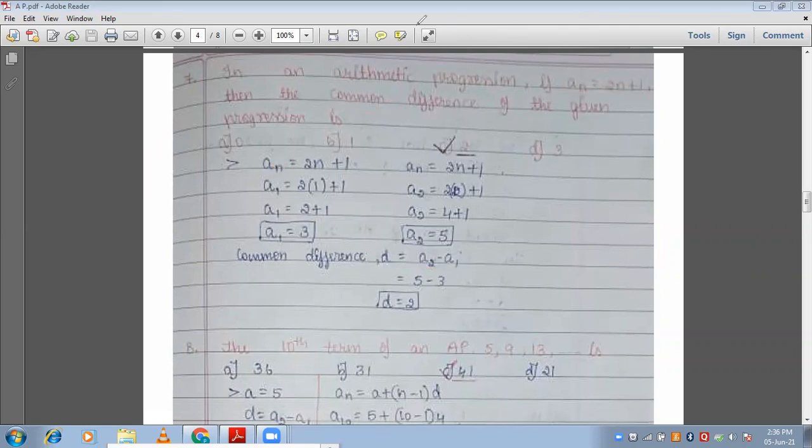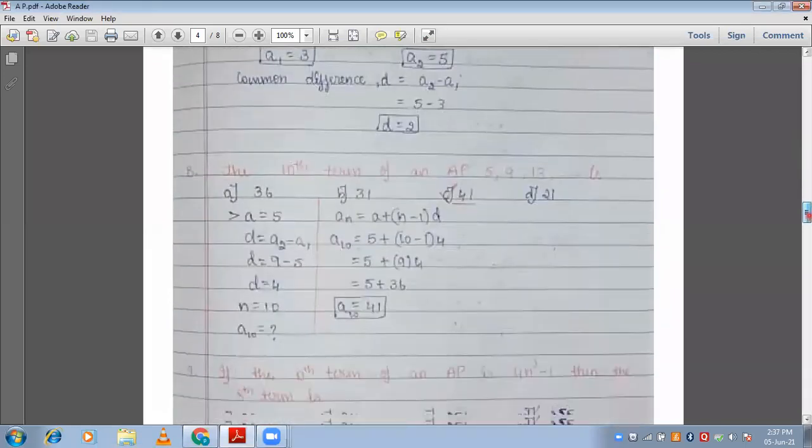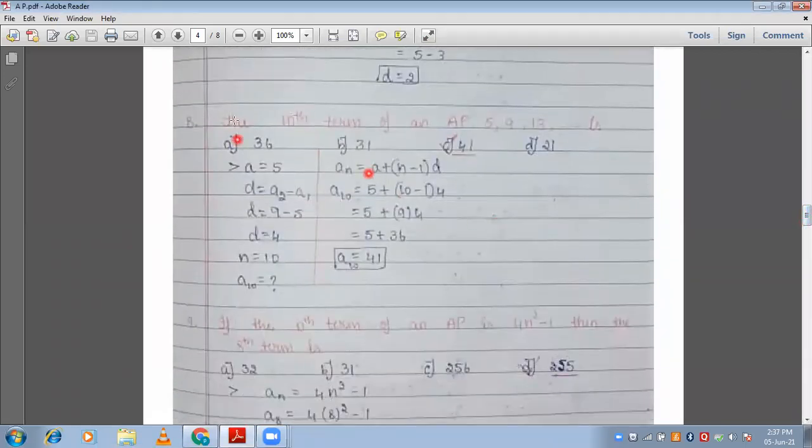Next, eighth question. The 10th term of an AP 5, 9, 13 dash dash dash is dash. You need to find out a10. 10th term means n is equal to 10. a is equal to 5. d is equal to a2 minus a1. 9 minus 5 is 4, so d is 4.